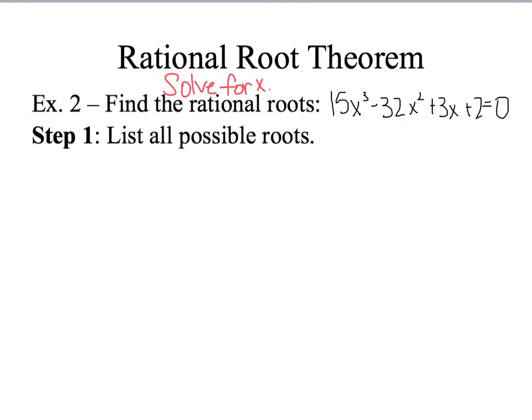And we have to start by listing all the possible roots. So I take my constant term, which is 2, and I write it over my leading coefficient, 15. And again, I want to break down the factors of 2 and 15. Well, 2 is prime, so that's just going to be 1 and 2. Factors of 15 are 1, 3, 5, and 15.